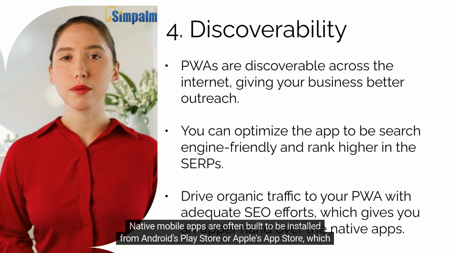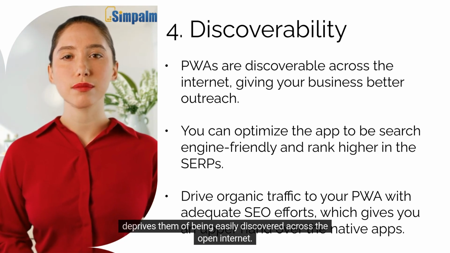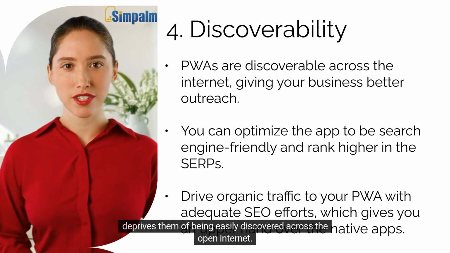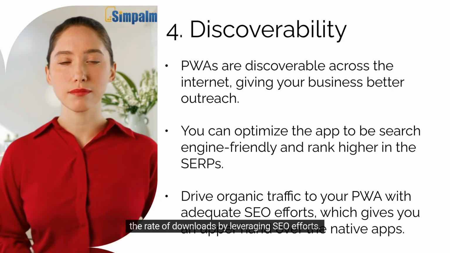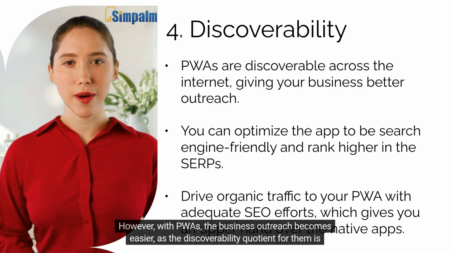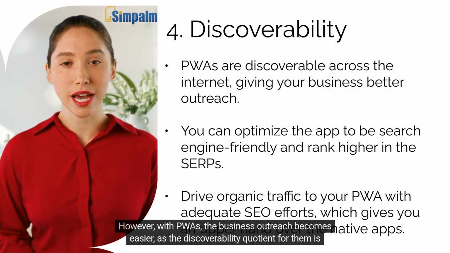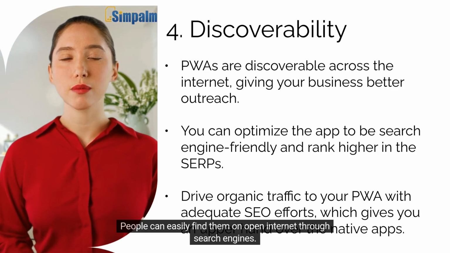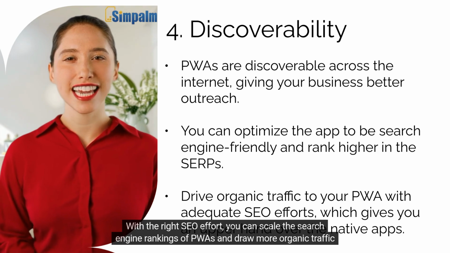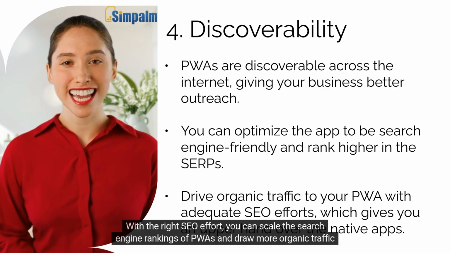Discoverability. Native mobile apps are often built to be installed from Android's Play Store or Apple's App Store, which deprives them of being easily discovered across the open internet. In order to solve that issue with a native app, you must build a supporting website to market it and boost the rate of downloads by leveraging SEO efforts. However, with PWAs, the business outreach becomes easier, as the discoverability quotient for them is higher than that of native apps. People can easily find them on open internet through search engines. With the right SEO effort, you can scale the search engine rankings of PWAs and draw more organic traffic to the platform.